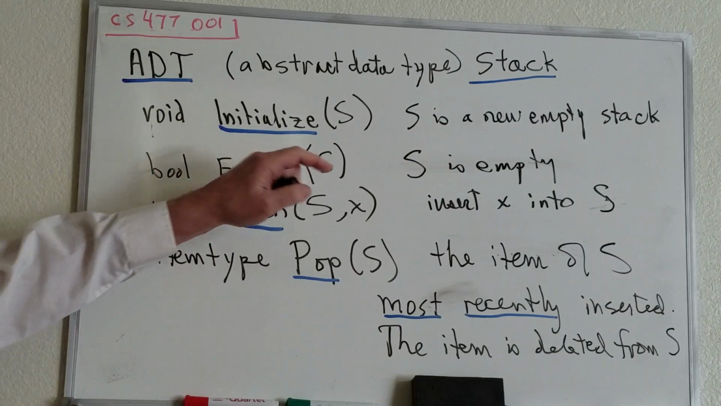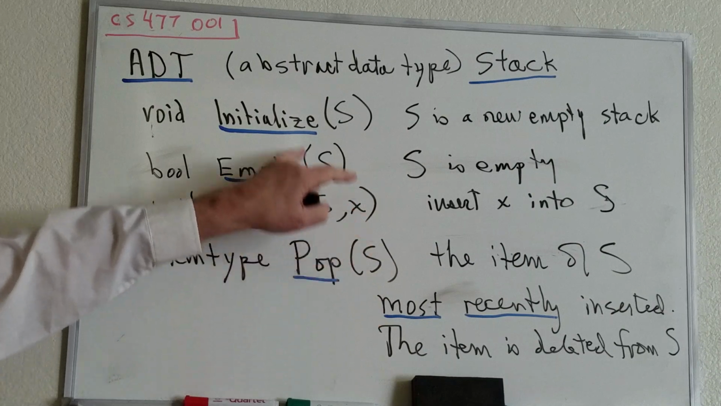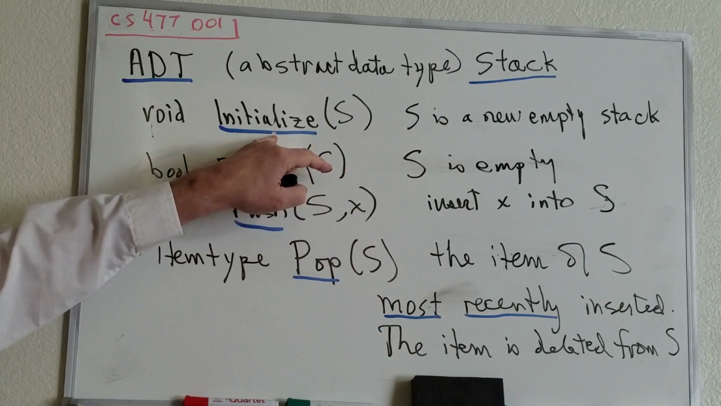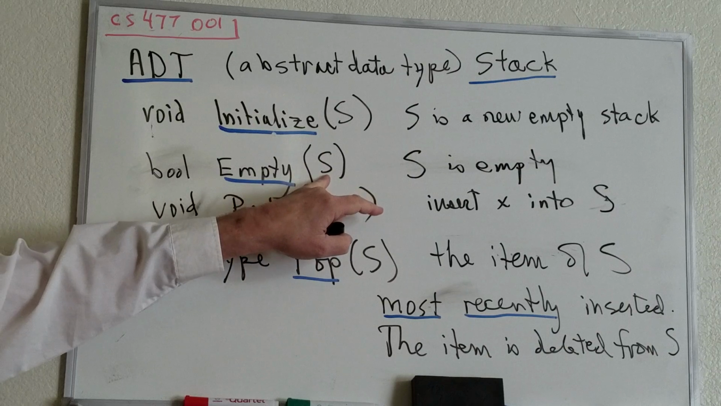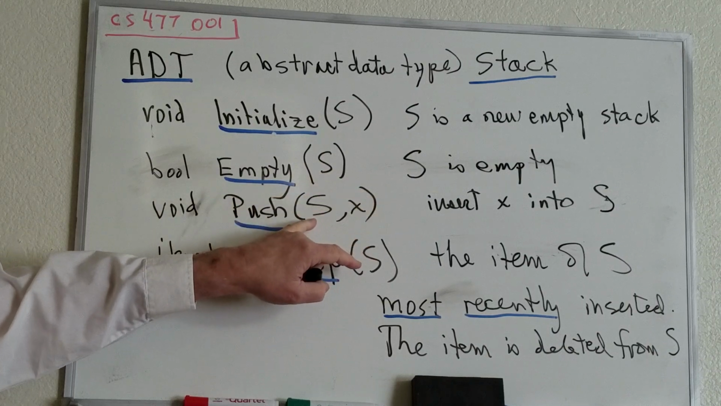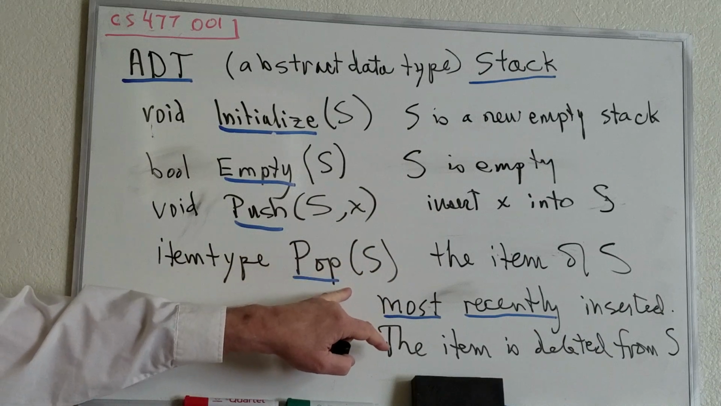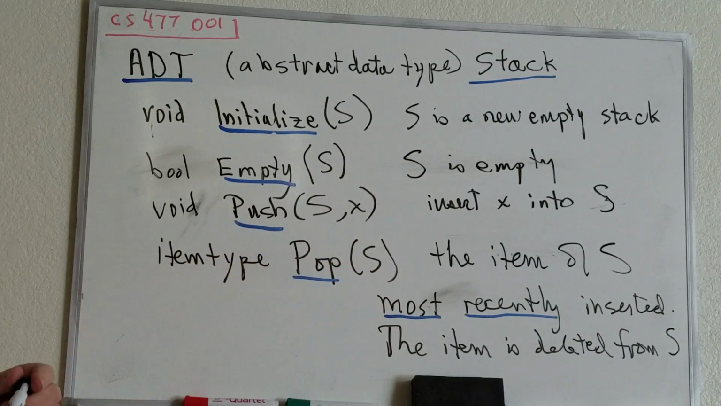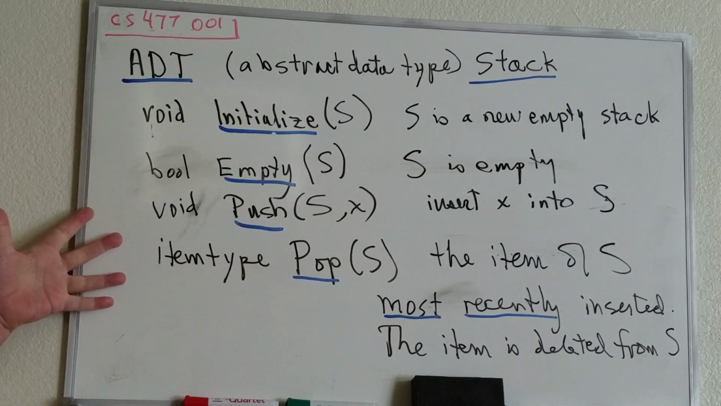Now, in a stack, there are four classic operators. You start with an empty stack by initialize, in other words, it creates a new empty stack. Empty is a Boolean function which returns true if the parameter is empty. Push inserts a new item into a stack, and pop deletes an item and returns the value of that item. And these rules hold regardless of how the stack is implemented.